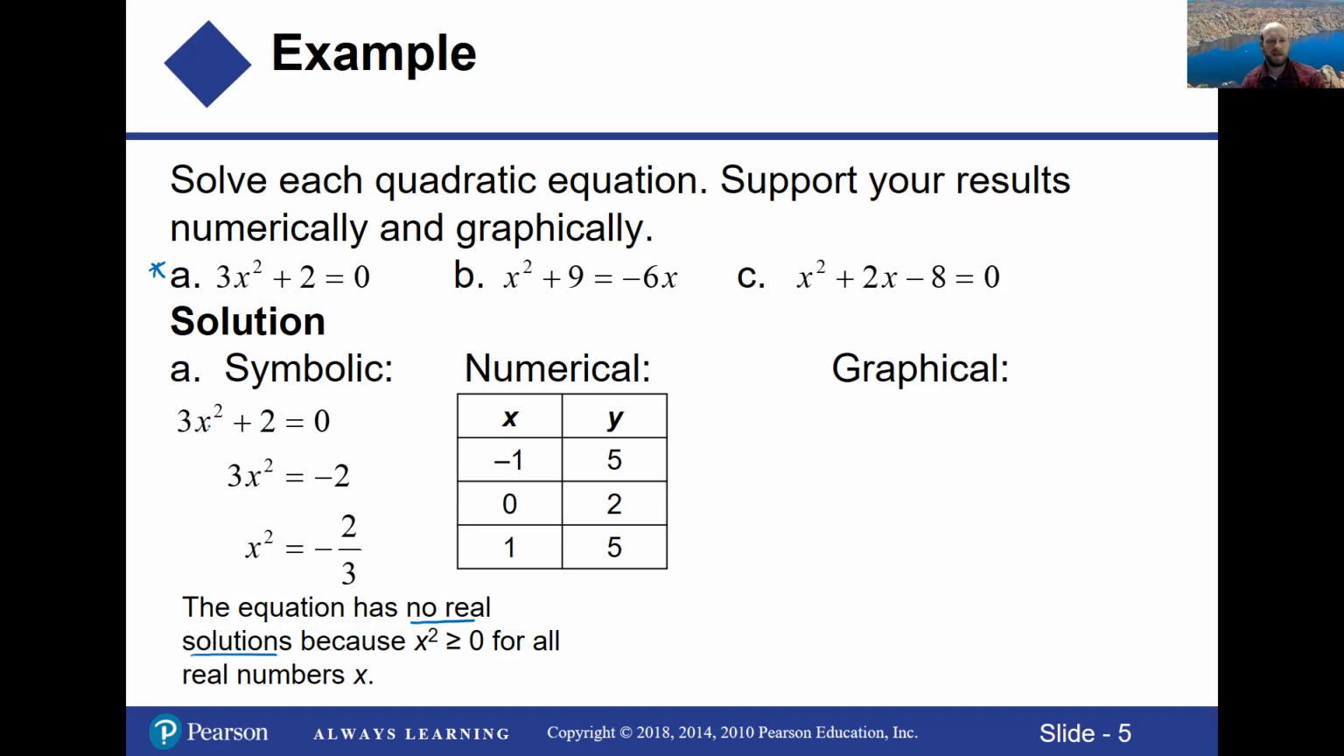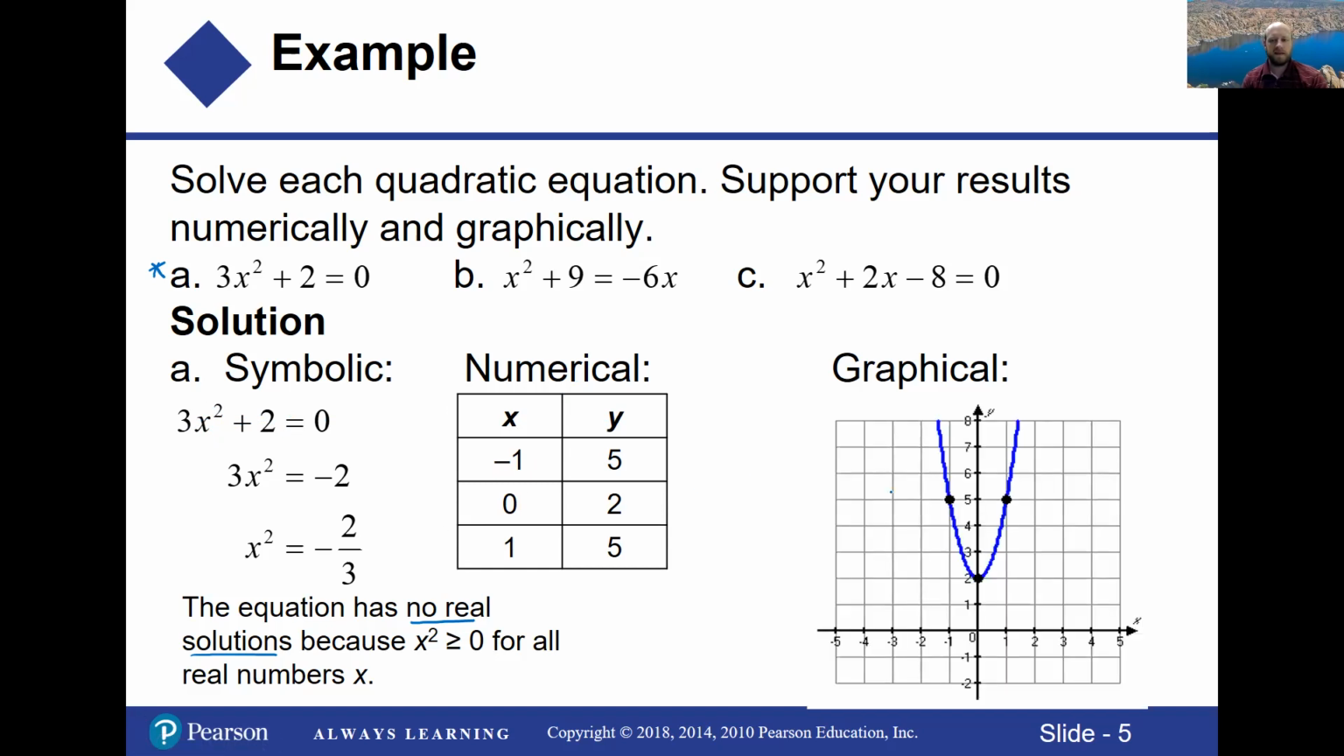So when you plug in -1 for x, you get 3 times -1 squared, which is 3. 3 plus 2 is 5. That's where we get the output there. Plug in 0 for x, you get an output of 2, right? 0 plus 2 is 2. So that's numerically what that would look like.